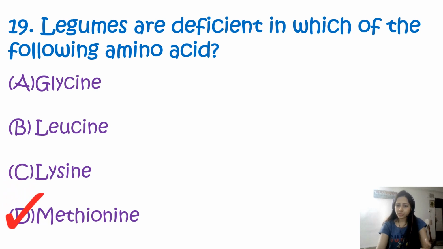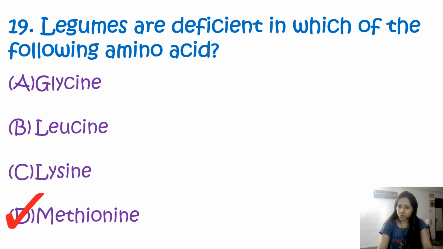So while we know that legumes are rich in protein, they often lack a certain essential amino acid, that is methionine. So this is actually why legumes are commonly taken in combination with grains.